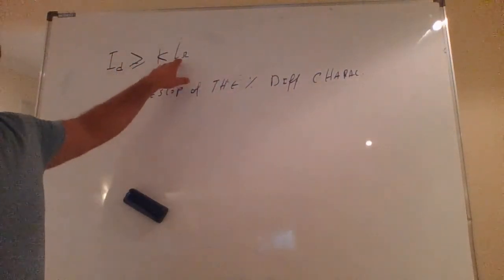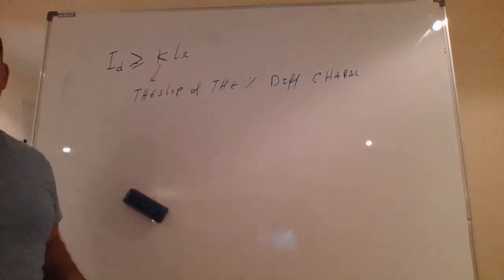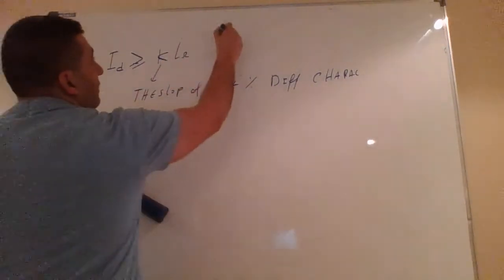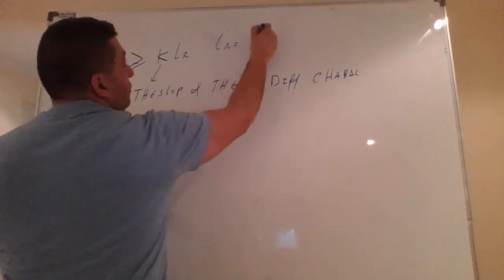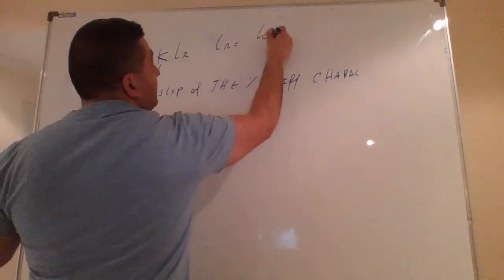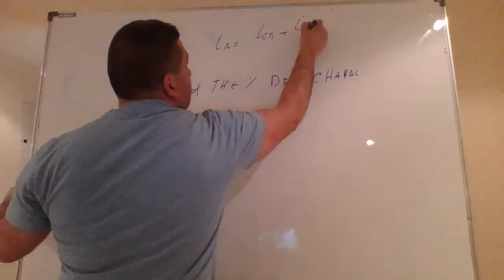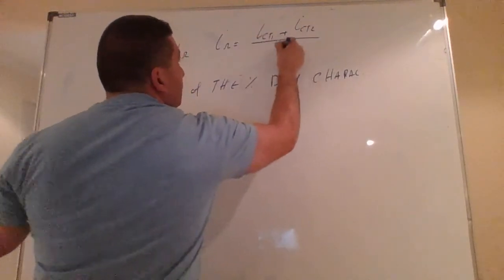IR is the actual restraint current, and from the previous lecture it's equal to I of CT1 plus I of CT2 over 2.